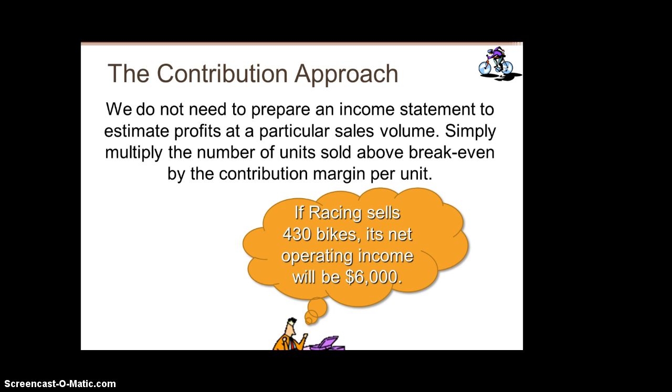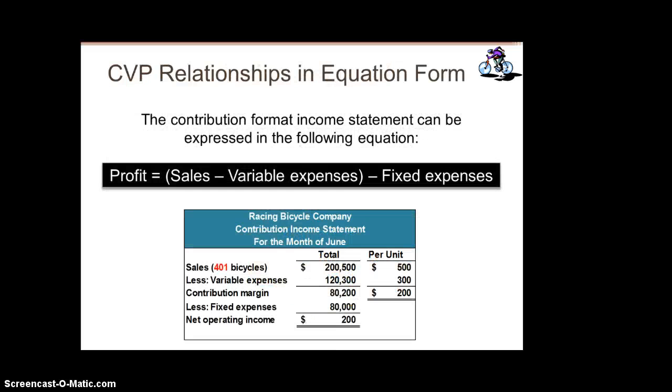As we saw with exercise 5-1, we don't need to prepare an entire income statement to estimate the profit at a particular sales volume. All we need to do is multiply the number of units sold above the break-even point by the contribution margin per unit. So if Racing Bicycle Company was to sell 430 bikes, its net operating income would be $6,000: 30 bikes multiplied by $200 of contribution margin per bike.